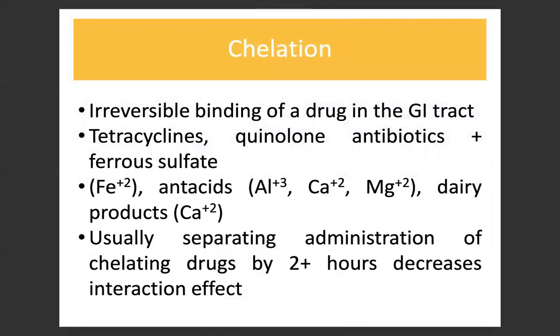Now we have chelation. For chelation, this is irreversible binding of a drug in the GI tract. Sa mga involved, usually tetracyclines, quinolone antibiotics, and ferrous sulfate. So iron, or you can get from ferrous sulfate, and then from antacids, your aluminum, calcium, and magnesium, and dairy products, your calcium. So usually separating administration of chelating drugs by 2 hours decreases interaction effect.